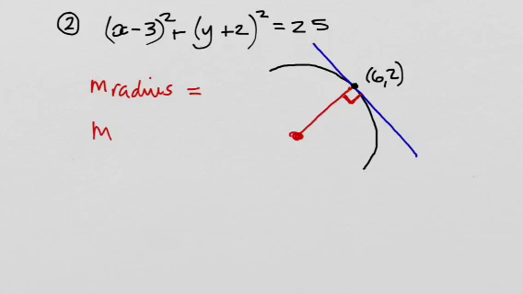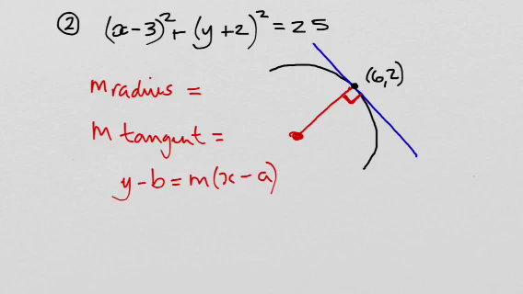Once you've got the gradient of the radius, then get the gradient of the tangent. You know it's perpendicular to the radius, so we know how to do that. And then we're going to use the point (6, 2) and that gradient that you've just found and plug it into the formula y minus b equals m(x minus a).